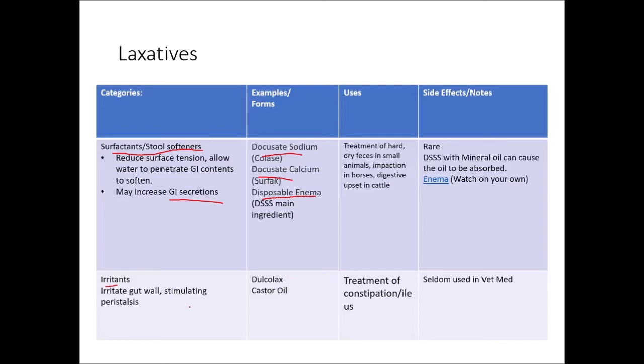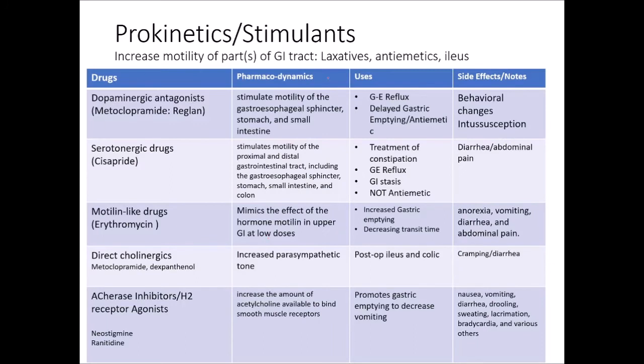Some drugs that increase motility of parts of the GI tract, like laxatives, antiemetics, and for ileus, are called prokinetics and stimulants. Dopaminergic antagonists. Oh my gosh, there's metoclopramide again. We just saw it used as an antiemetic. We also said that it was a direct-acting cholinergic drug. So there's a lot of different ways that we can categorize metoclopramide.